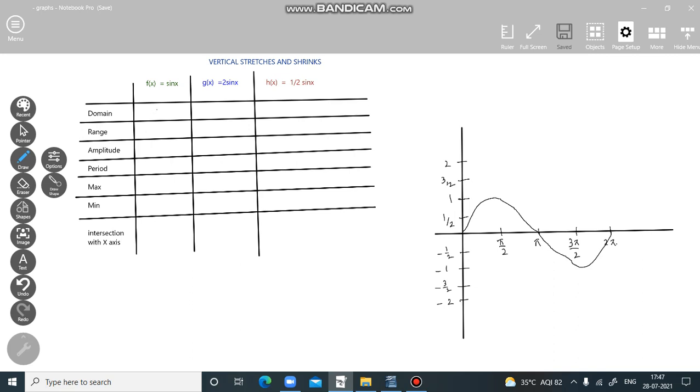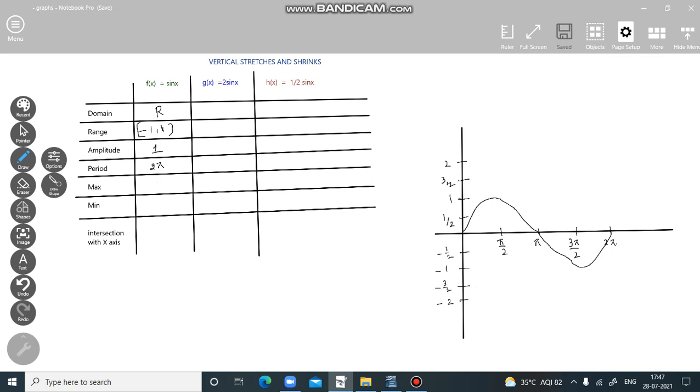So the domain for sin x is generally R. The range will be only from -1 to +1, both inclusive, so we will have a square bracket. The amplitude is 1 because the maximum height to which the graph rises is only 1. The period is 2 pi because one full branch of the graph can be got by tracing it from 0 to 2 pi.